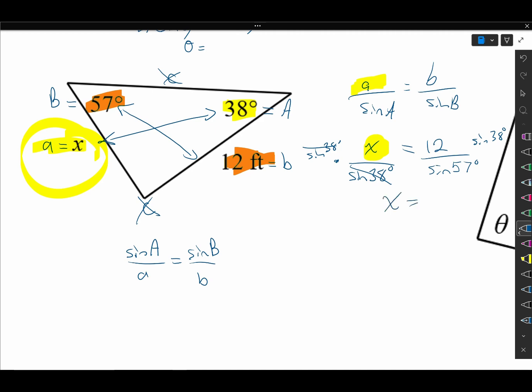The right side, we can throw this all into our calculator together right here. 12 times the sine of 38 degrees divided by the sine of 57 degrees. If you forget in which order to handle these, that's okay. You can handle this as 12 divided by the sine of 57 degrees, then times the sine of 38 degrees. This is multiplication and division. The BEDMAS does not matter right here. So we'll throw this right into our calculator.